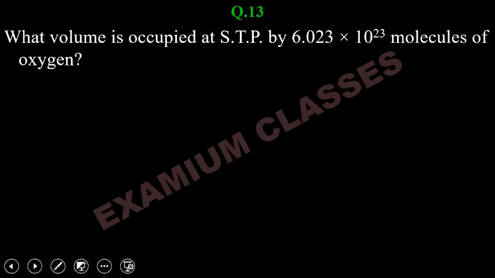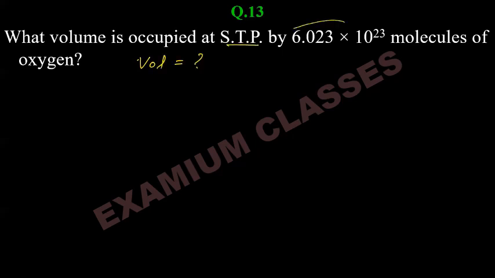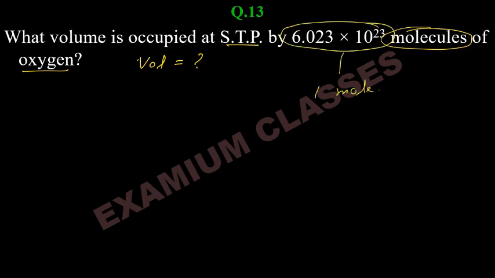Next question. What volume? So you need to calculate volume at STP by 6.023. In few cases, it will be given 6.022 or 6.023. You need to consider that as Na. If it is given 6.023, consider that as Na molecules of oxygen. So actually, this is equal to 1 mole. Na, Avogadro number, is equal to 1 mole. And 1 mole occupies how much volume? Sir, 22.4. Right, correct. So that will be the answer in this case.